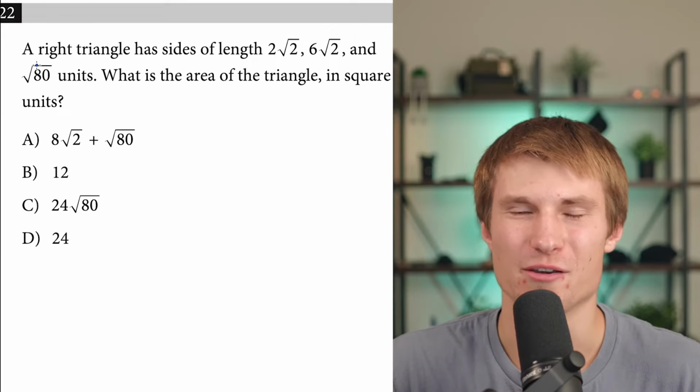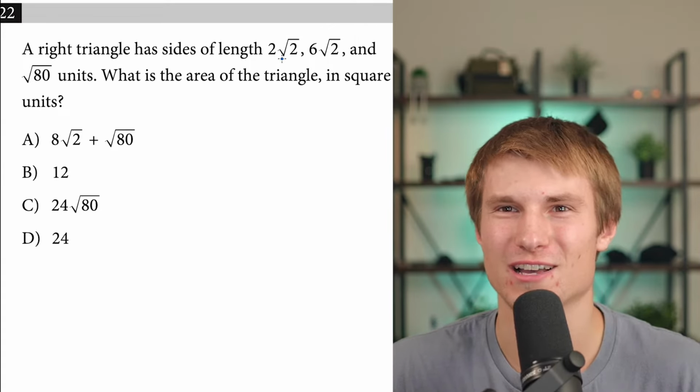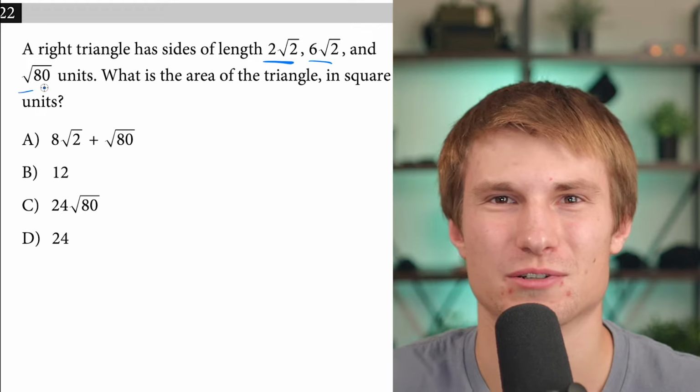So anyways, here's question 22. A right triangle has side lengths of 2 root 2, 6 root 2, and root 80.